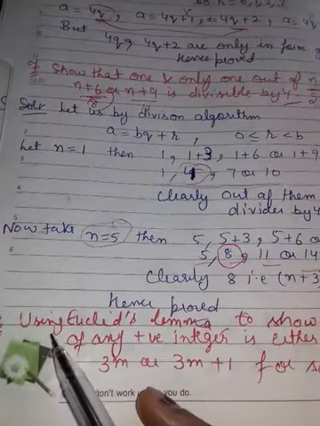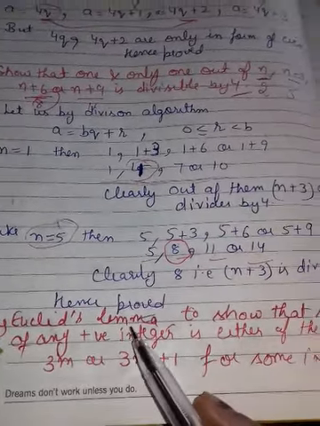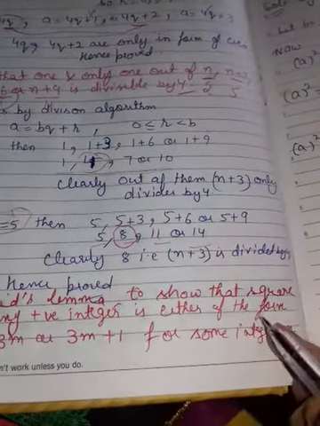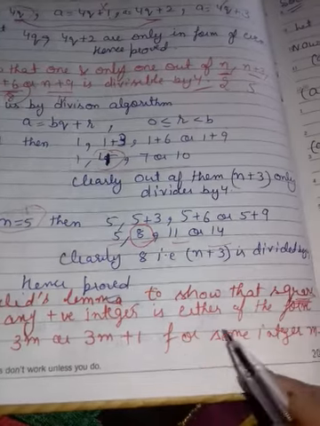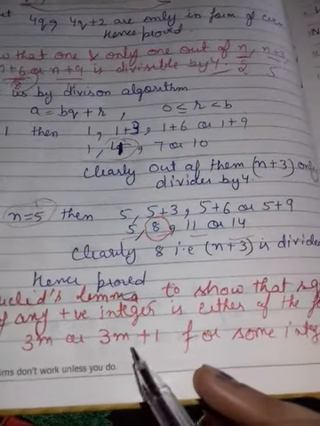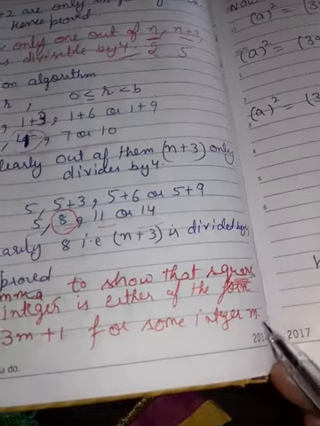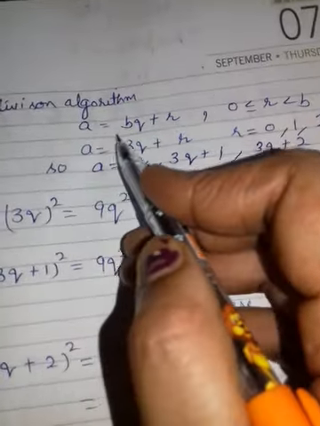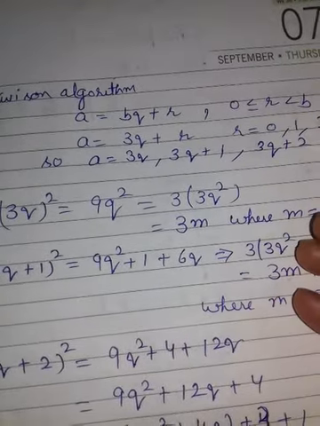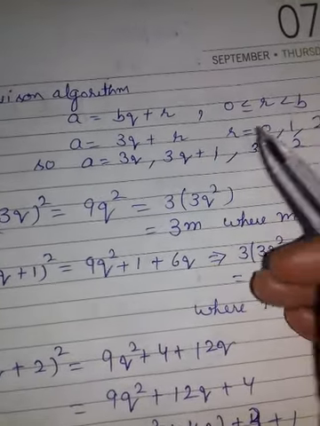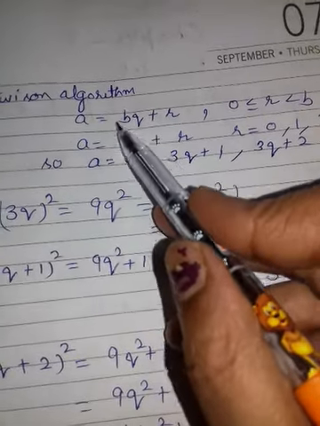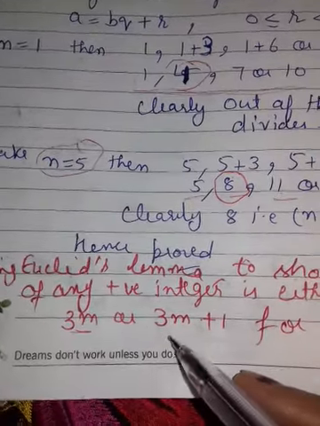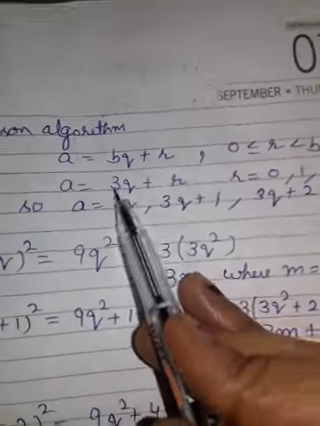Next question is: using Euclid's lemma, show that the square of any positive integer is either of the form 3m or 3m plus 1 for some integer m. Now firstly we will write Euclid's division lemma: a is equal to bq plus r, where r lies between 0 and b. We have to observe what to take as b. From your statement you will see 3, so I have taken 3.